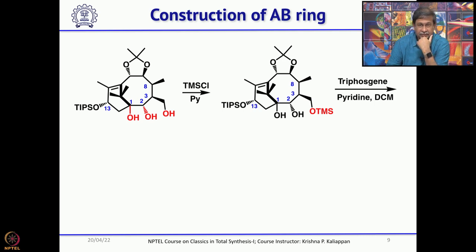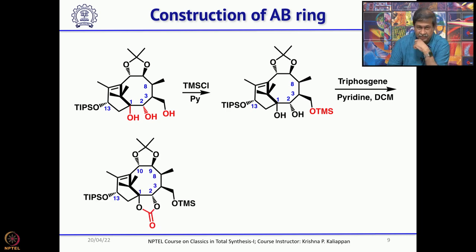Then the secondary and tertiary alcohol can be protected as cyclic carbonates. If you treat with triphosgene and pyridine, you can protect that as a cyclic carbonate. Now that is protected. Now what you need is, you need to homologate this CH2OTMS. Then only you can carry out the intramolecular aldol reaction.